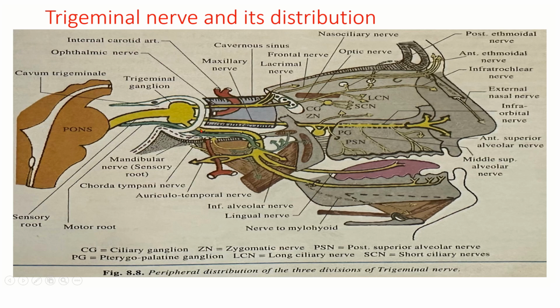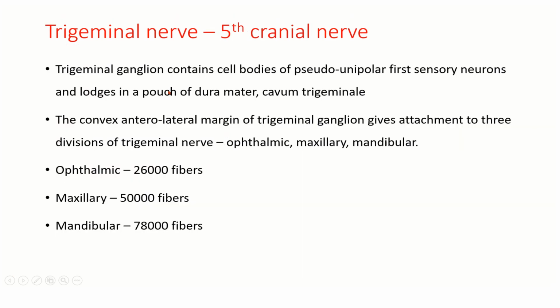And this is the mandibular division, which goes downwards through the foramen ovale along with the motor root. Immediately below the foramen ovale, both the roots join to form the trunk of the mandibular nerve, which will divide into anterior and posterior divisions. So this is the overview of the trigeminal nerve. Let us go with the further details.